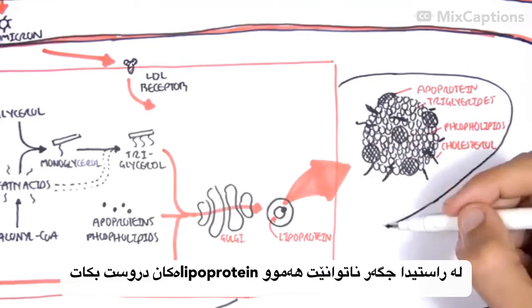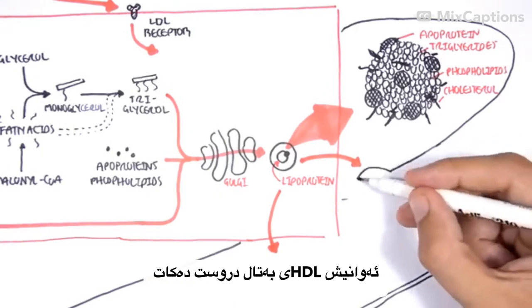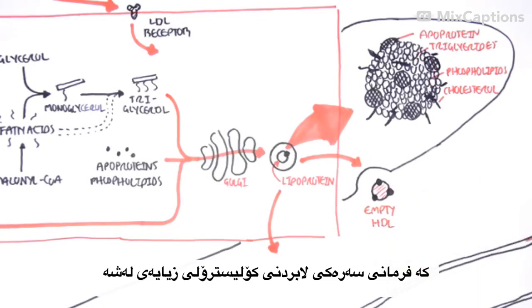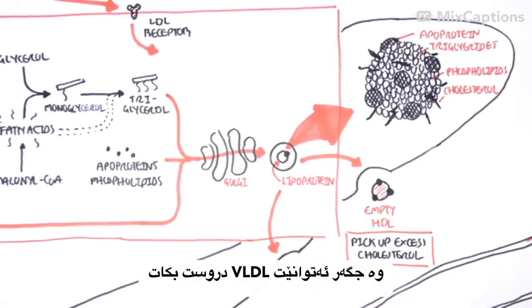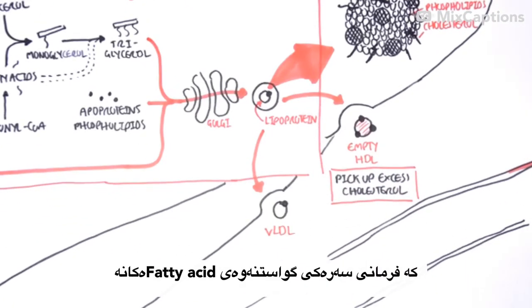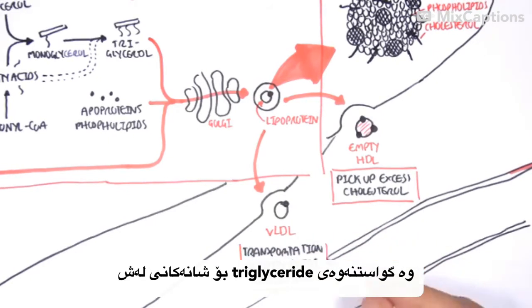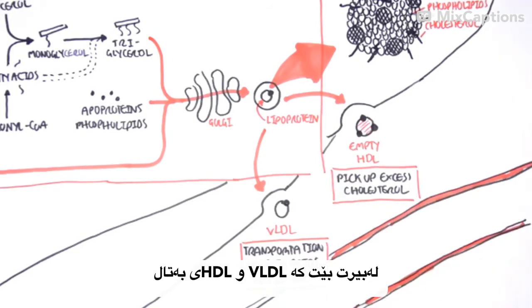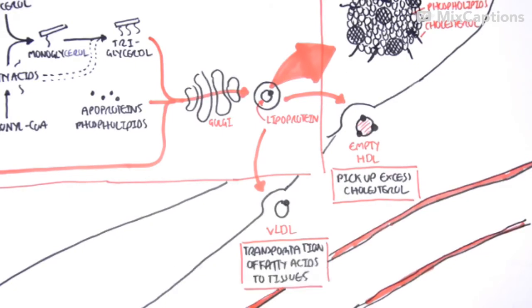The liver cannot actually make all the lipoproteins. It makes two. It makes either the empty HDL, whose main function is picking up excess cholesterol from the body and bringing it back to the liver, or the liver can make VLDL, very low density lipoproteins, whose main function is the transportation of triglycerides to body tissues. Remember that VLDL and empty HDL have different lipid composition.